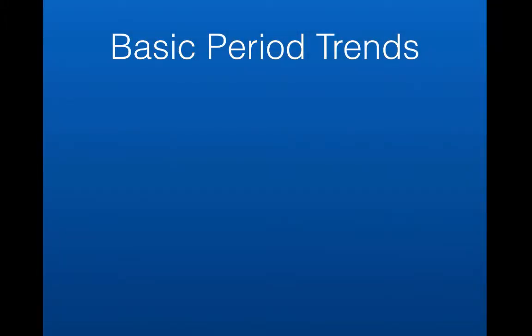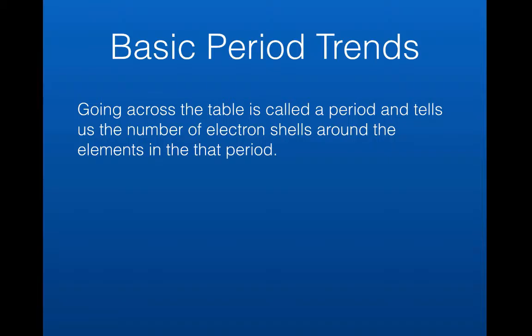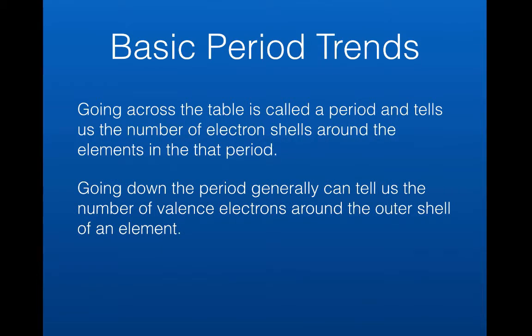Some basic periodic trends: going across the table is called a period and tells us the number of electron shells an element has. Going down a group generally tells us the number of valence electrons around the outer shell of an element.